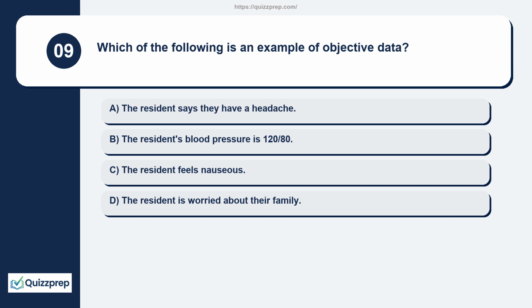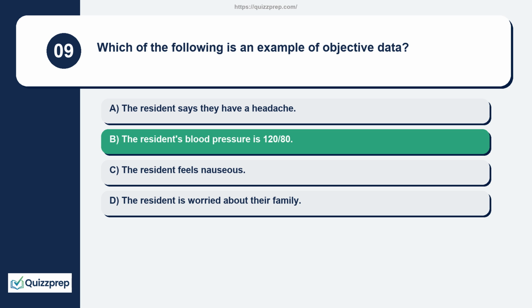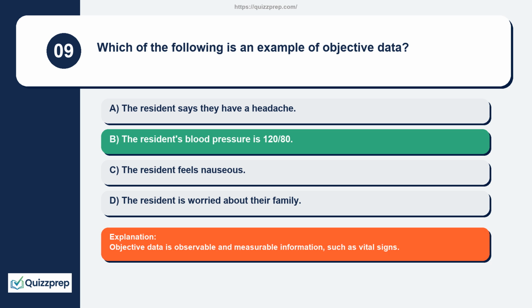Question 9. Which of the following is an example of objective data? The resident says they have a headache. The resident's blood pressure is 120/80. The resident feels nauseous. The resident is worried about their family. Objective data is observable and measurable information, such as vital signs.